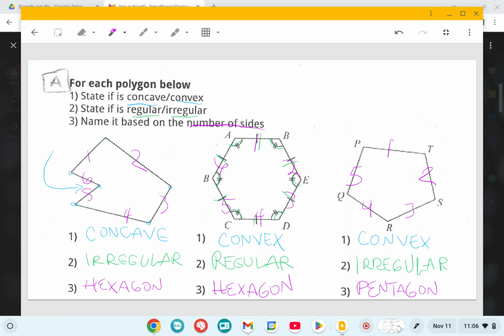All right, so that's pretty much it for part A. Again, you need to refer to your notes and the vocabulary. You need to know all of this by heart. You will not get notes on this part for the test.